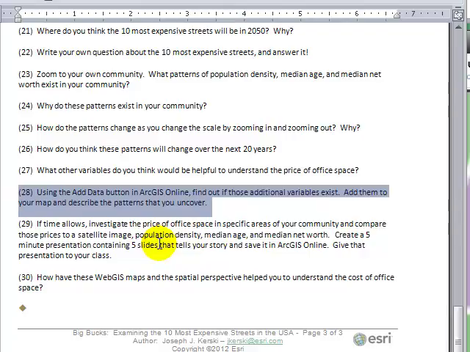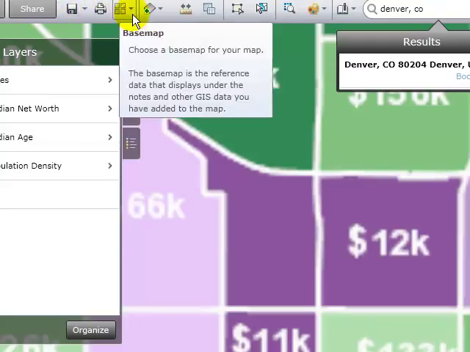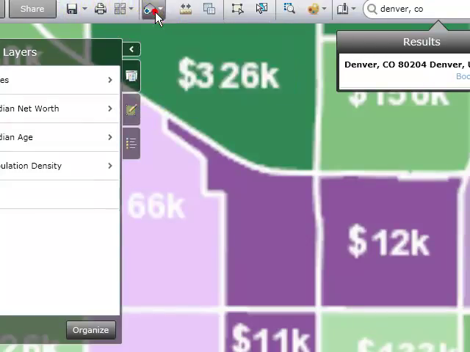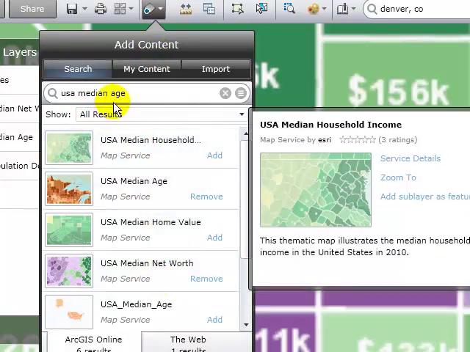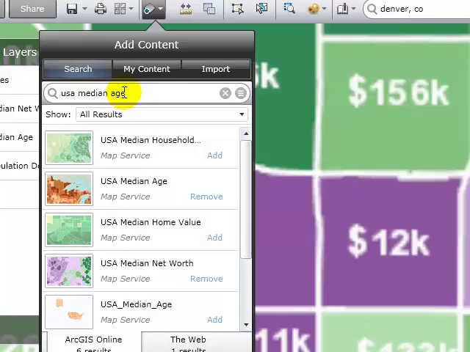Now, using the Add Data button in ArcGIS Online, find out if those additional variables exist that you've identified in the previous question. Add them to your map and describe the patterns that you uncover. Let's take a look at that. That's over here under Add Content. So here's where I found the median age and the median net worth. You could enter other terms here in the Add Content window and start exploring those variables. In other words, these maps are fully customizable. Think of them as your toolbox for investigating this particular issue that we're uncovering right now.